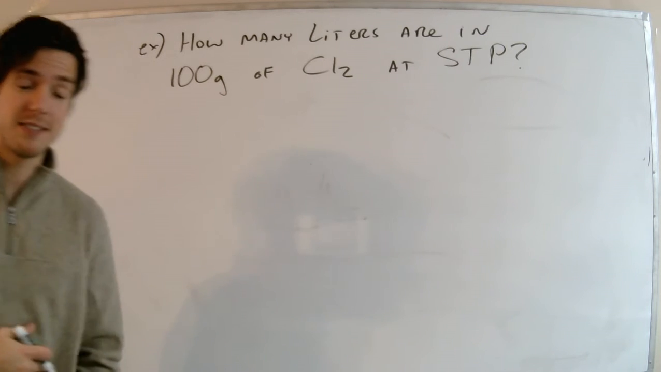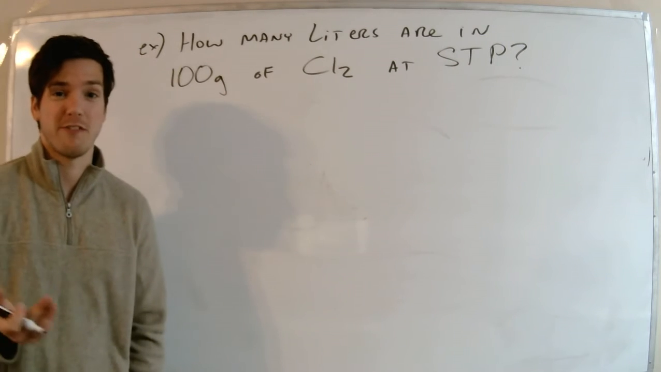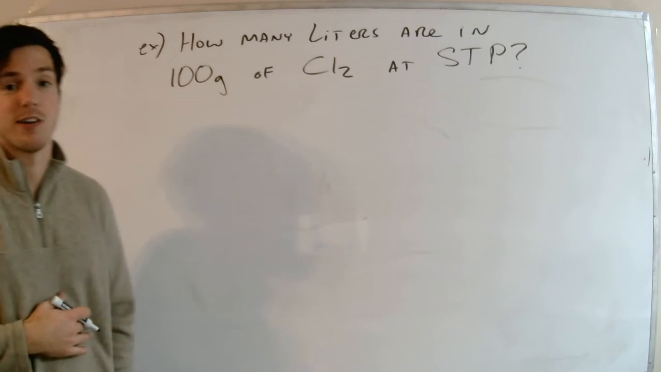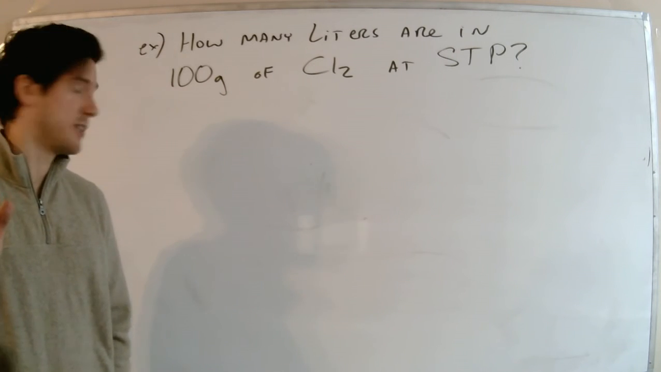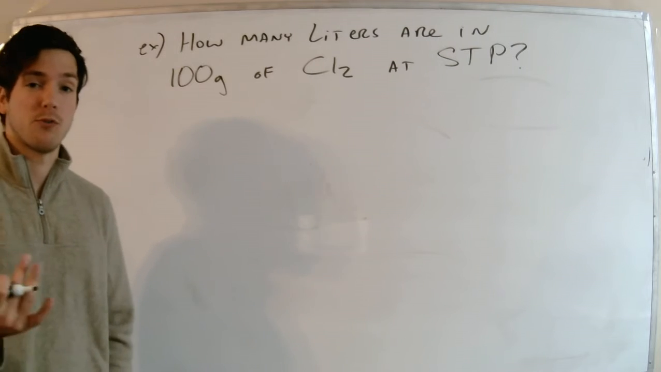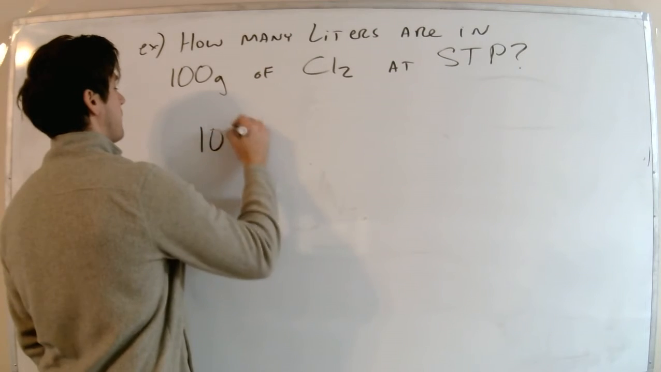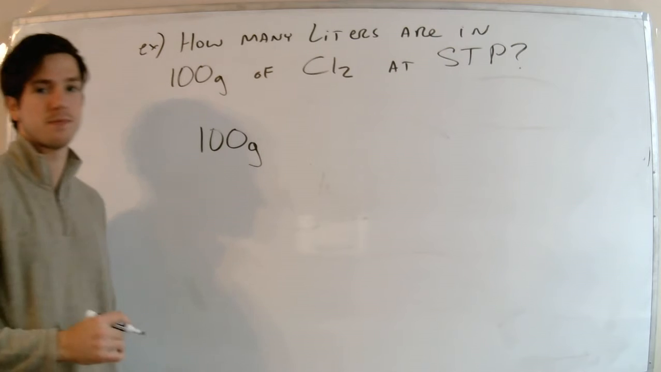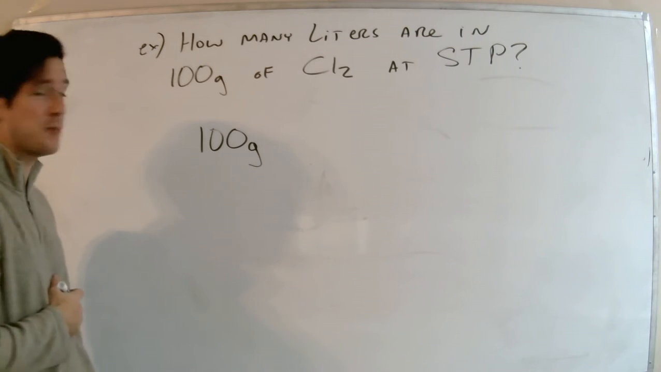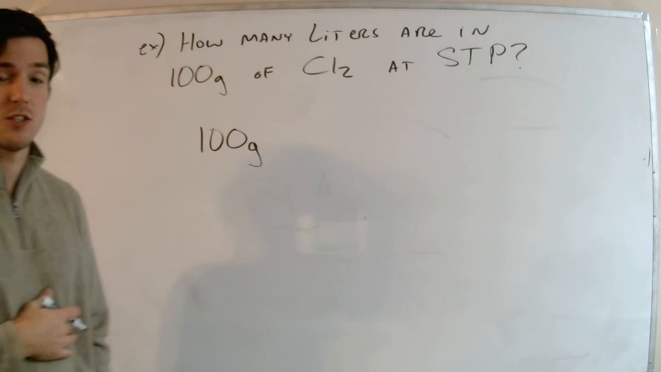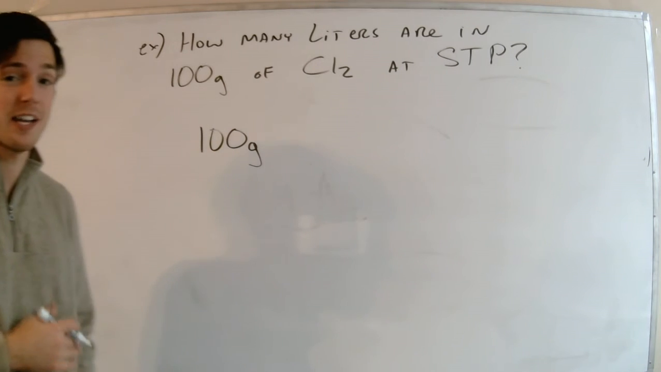Well, STP is here, so I'm going to be using 22.4, right? That's our conversion for us to get from moles to liters. But we have a problem here. I didn't give you moles, right? I gave you grams. Well, what can I do with grams in order to get it to some sort of unit where I could change it to liters?